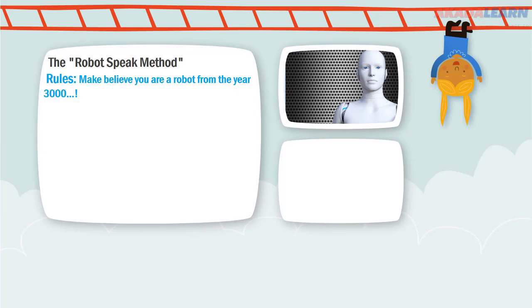Okay, we've come to my favorite method, and perhaps the best method for finding out how many syllables are in a word. It's called the robot speak method. So in this method, the rule is simple. You'll pretend or make believe that you're a robot from the future. Let's say from the year 3000.